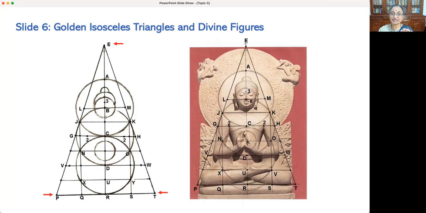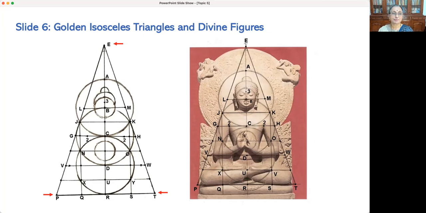The Buddha is in a sitting posture called Padmasana, and his hands are held in Dharmachakra Mudra. The head is surrounded by a big halo. Once again, when we superimpose the plan diagram on the left side of the slide on top of the Buddha figure, we find that the intersecting points of the golden isosceles triangle lie exactly on top of key anatomical parts.